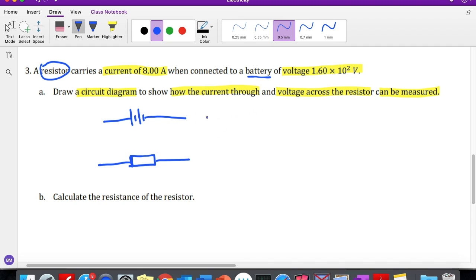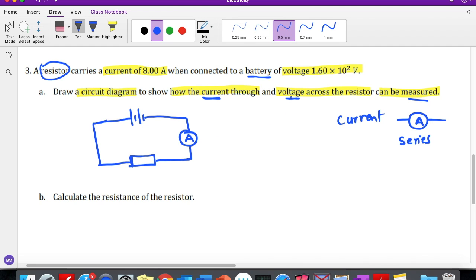Now we have to complete the circuit, but before that we have to read that you have to show in the circuit how the current and how the voltage are being measured. To measure the current, we need to introduce an ammeter, and we know that the ammeter is connected in series. So when we complete the circuit, we have to put the ammeter somewhere in the path of the current so that we can measure the current. Okay, so it's connected in series.